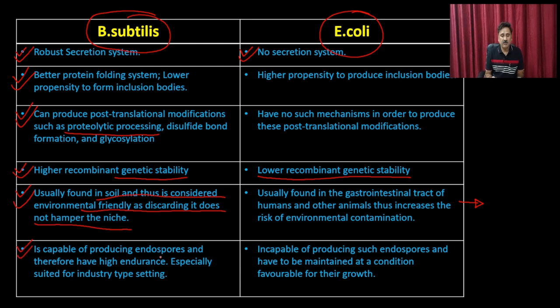Bacillus subtilis is capable of producing endospores, and that is why it has high resistance to withstand adverse conditions. That is why it is good for the industrial type setting, whereas E. coli is incapable of producing such endospores and has to be maintained at a condition favorable for its growth. So, ultimately we have discussed the prokaryotic host strains, we have discussed Bacillus subtilis and E. coli, and we have also discussed their contrasting features.